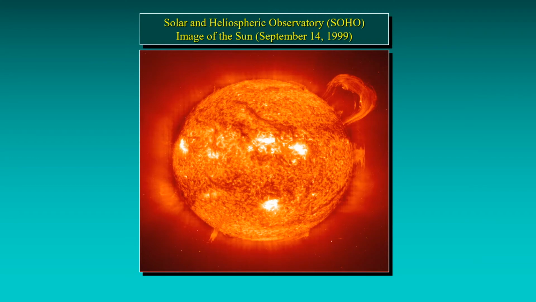This is an image of the sun that was acquired by the Solar and Heliospheric Observatory, or SOHO, back in 1999. And we will be talking about the various types of electromagnetic radiation that's emitted by the sun very shortly.